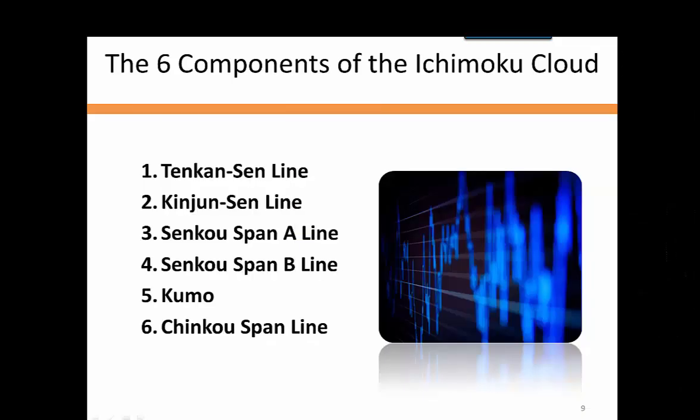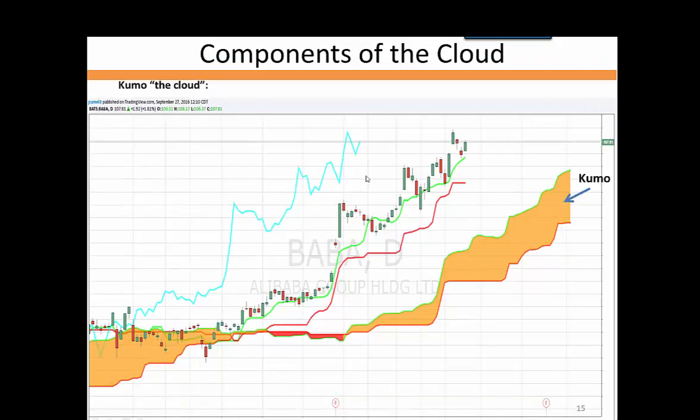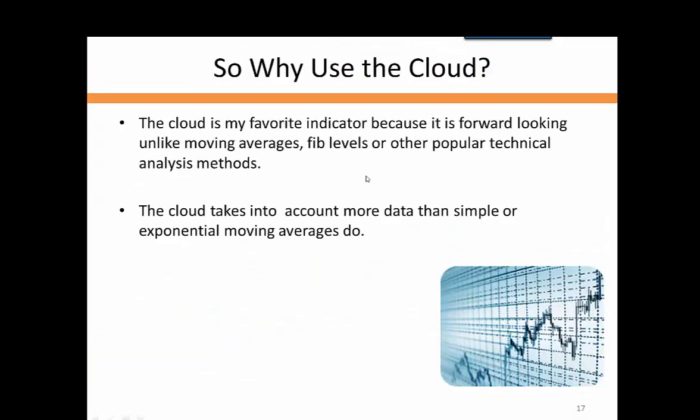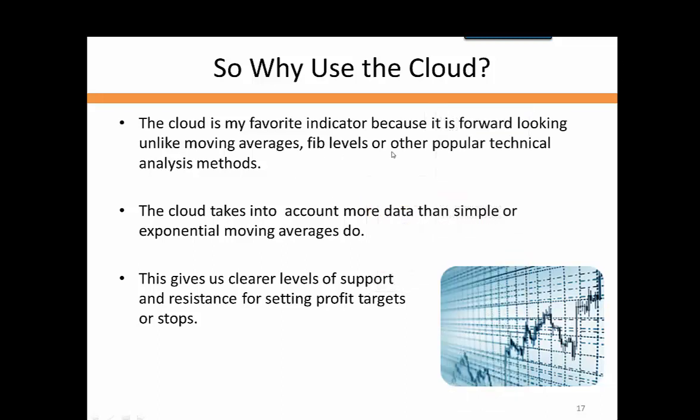So let's go back over here. We'll skip these because we kind of went over all these. See how many slides we have? 31. Okay. So the cloud is my favorite indicator because it is forward-looking, unlike moving averages. Moving averages are very stagnant. What does that mean? How do you determine the width of the cloud? You just look at the size of it. The thicker the cloud, the better the signal.